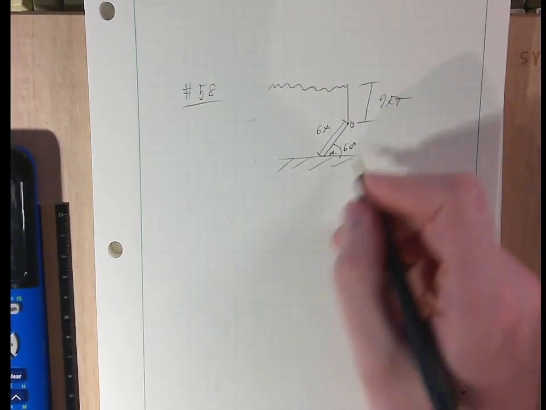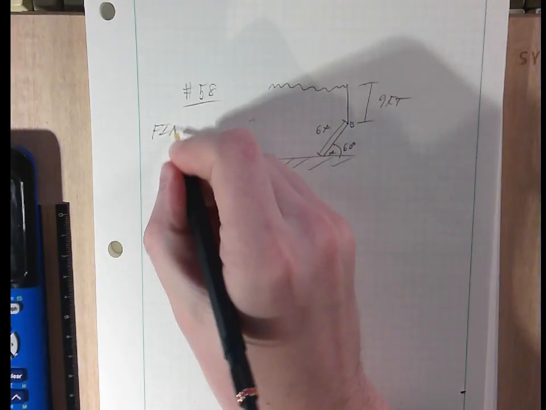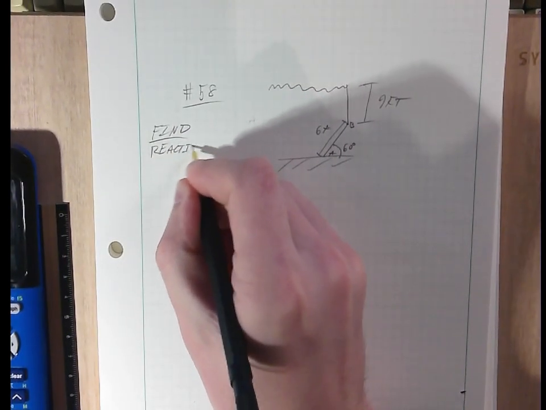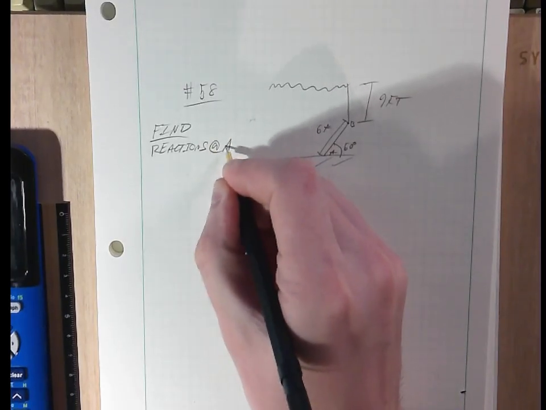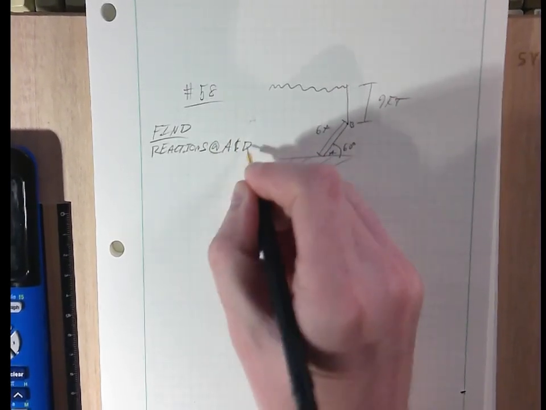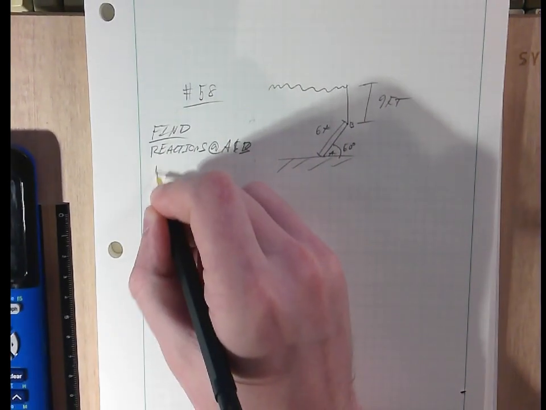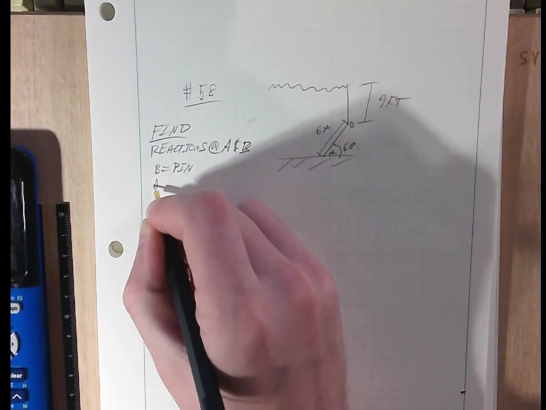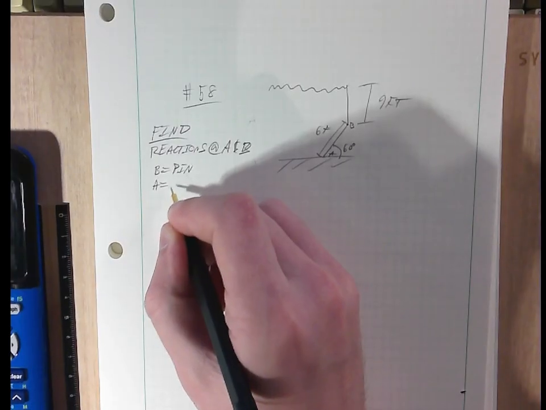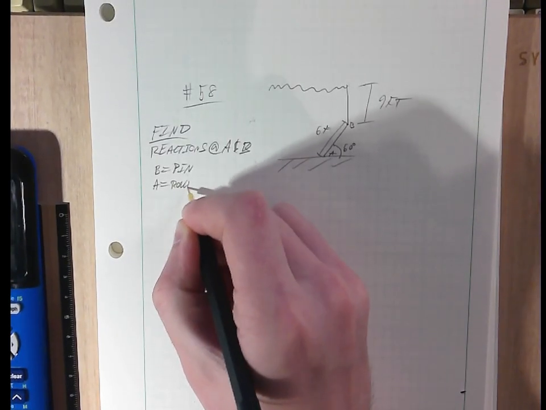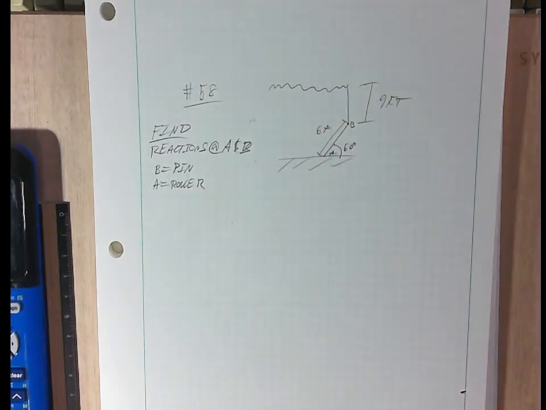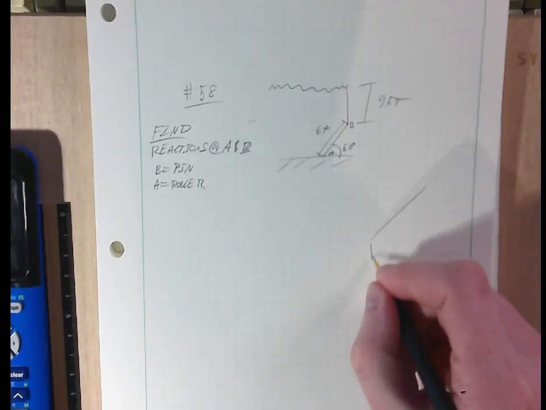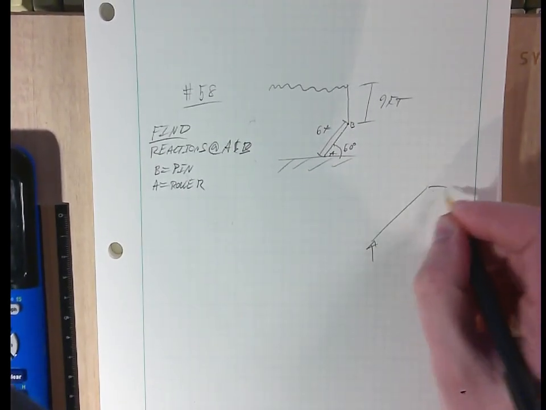We are asked to find reactions A and B. B equals pin. A equals a roller. So that means the diagram here is going to look a little bit like this so far.